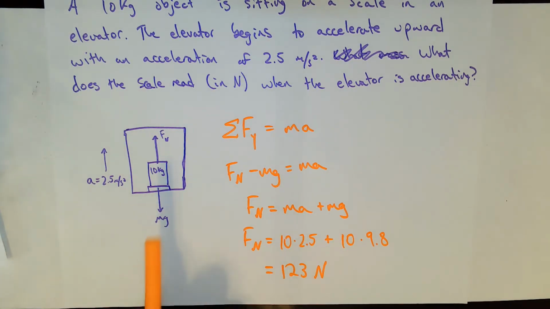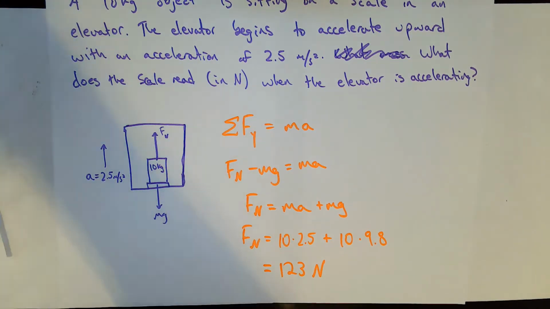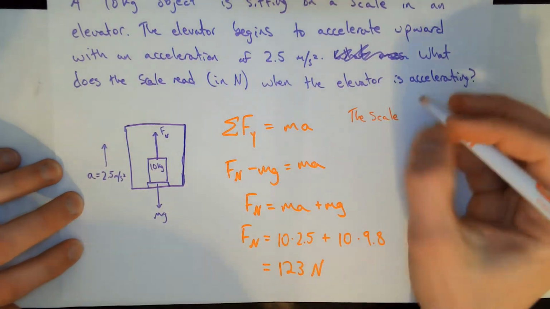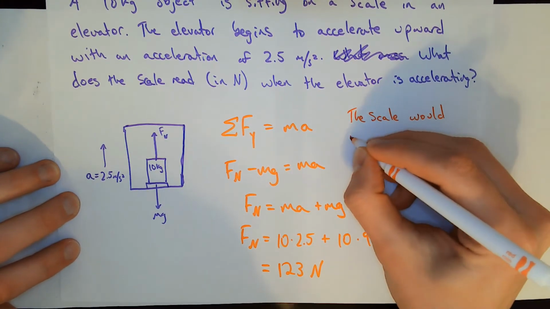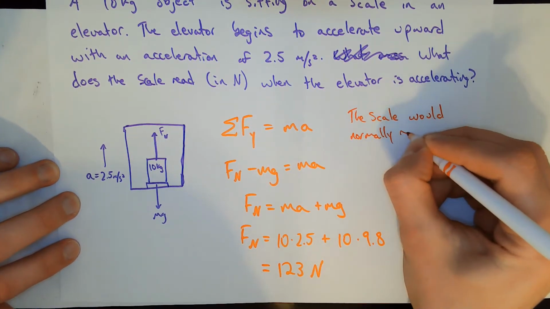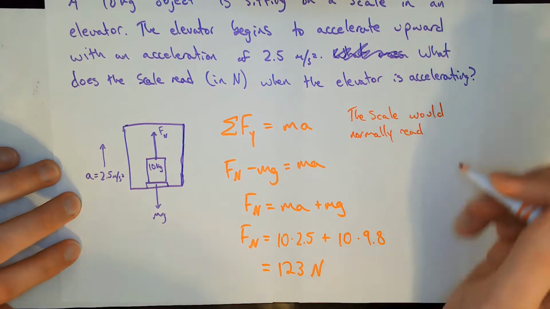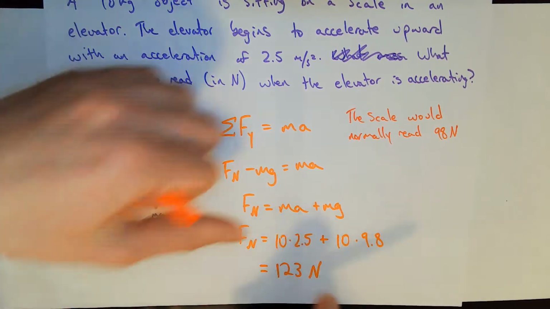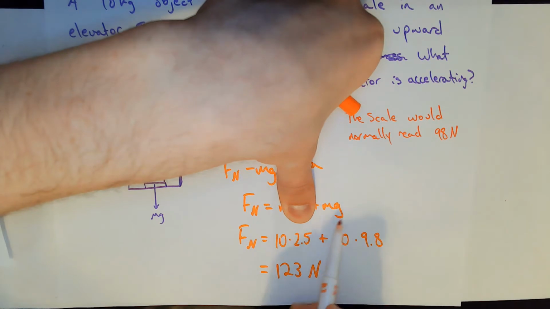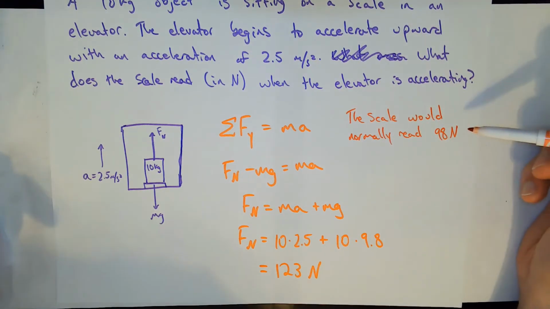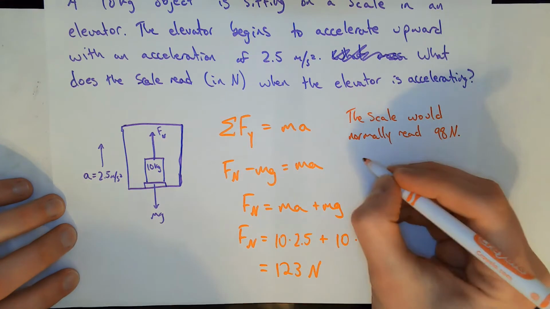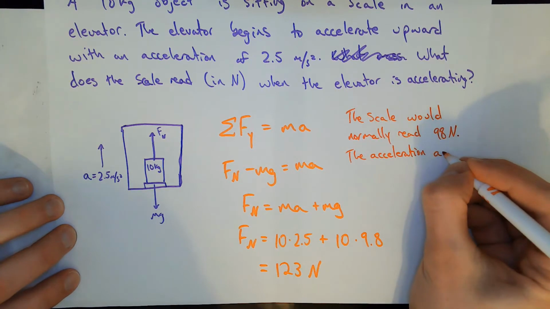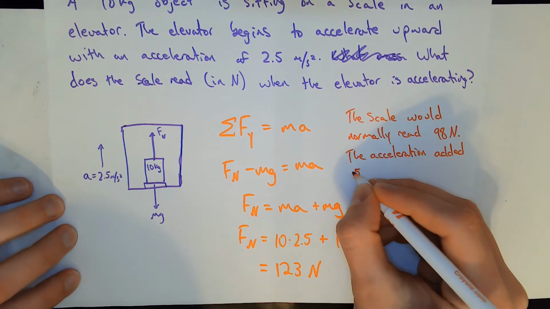The scale, measured in newtons, would normally read, under no acceleration, how many newtons? Well, mg would normally read 98 newtons, 9.8 times 10. That's just the mg. With 0 acceleration, normal force would be mg. The scale with no acceleration would read 98 newtons. The acceleration added 25 newtons.